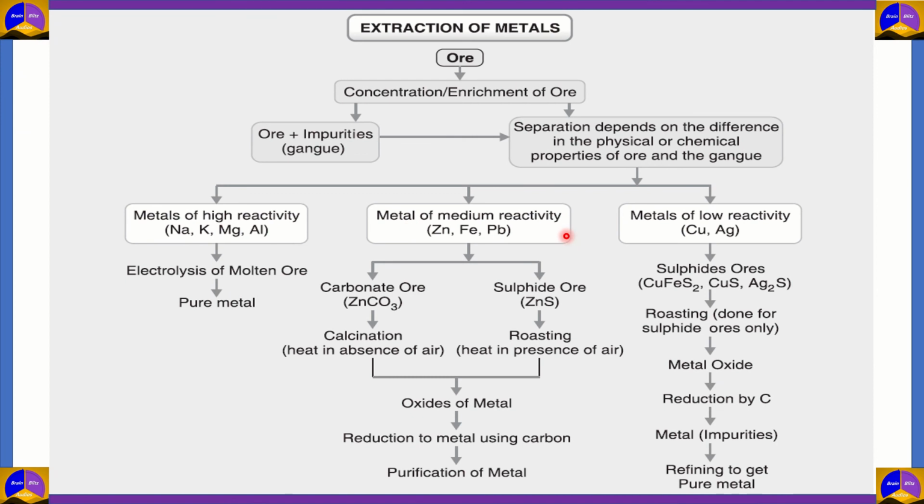Now, for metals of medium reactivity, we have two cases. The first case is when you have a carbonate ore, such as ZnCO3, and the other case is when you have a sulfide ore, such as ZnS. With carbonate ores, you have to heat them in the absence of air. This is called calcination to form metal oxides. Sulfide ores are roasted. That means they're heated in the presence of air to get metal oxides. So the thing is, you have to convert the ores to their oxides, and from oxides you can reduce them using any number of reduction techniques, such as reducing using carbon, aluminum, etc. And then you finally purify the metal so that you get the pure metals.